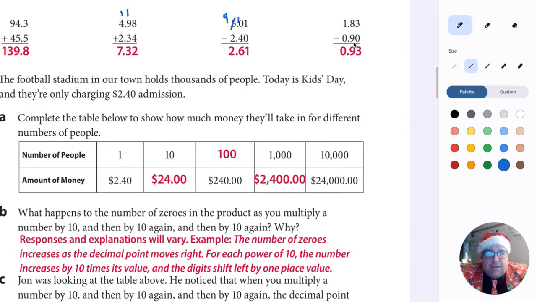3 minus 0 is 3. 8 minus 9, can't do that. So we're going to regroup over here, make that 18. 18 minus 9 is 9, and we're good to go.